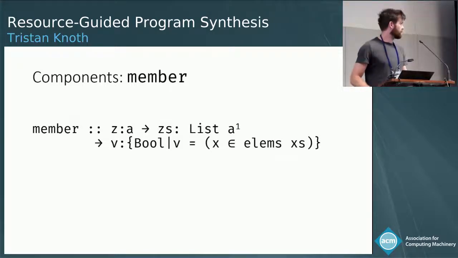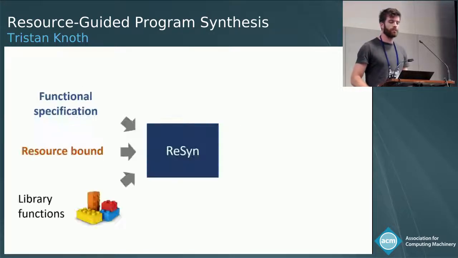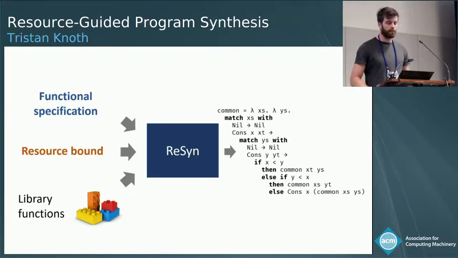So now, hopefully, this will be enough information to guide our synthesizer towards the fast implementation. The specification now is 2 parts. We've got a functional part, and we have a resource bound, as well as, of course, our set of components. And given these, ReSyn finds the fast implementation that we hope it would.